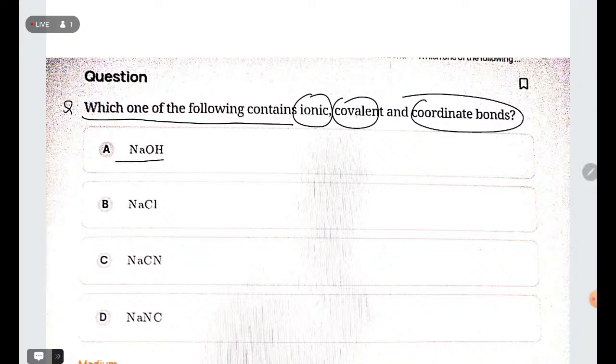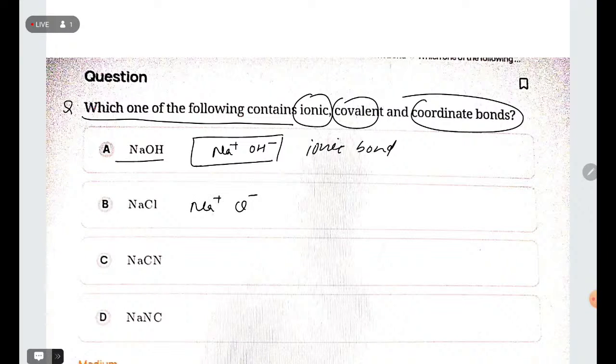Now student, if you talk about NaOH, this is Na plus and OH minus. This bond is formed by the transfer of electron, so this is going to be an ionic bond. NaCl, again you can see this is plus and minus. This is again going to be ionic.